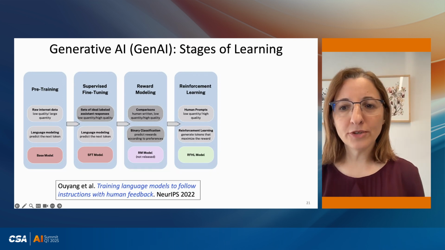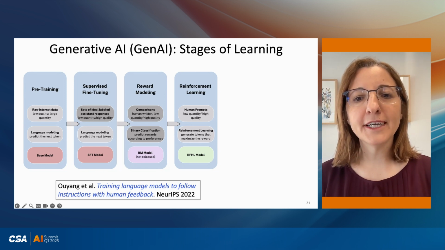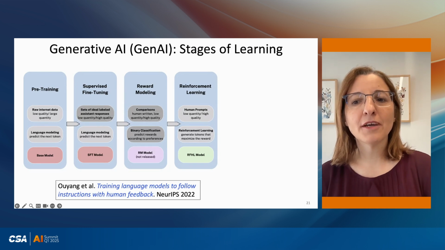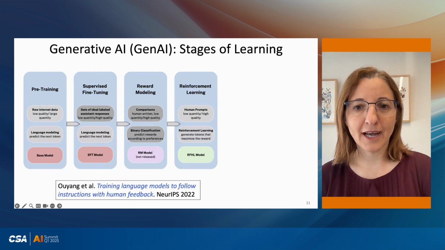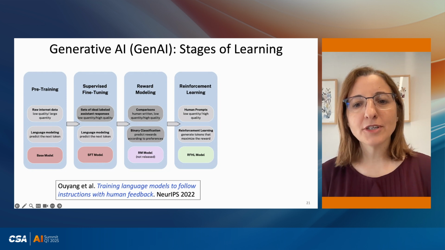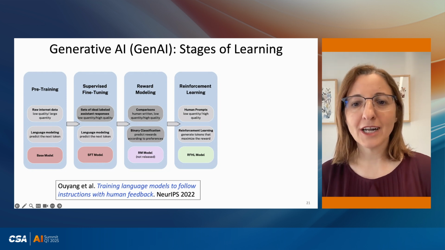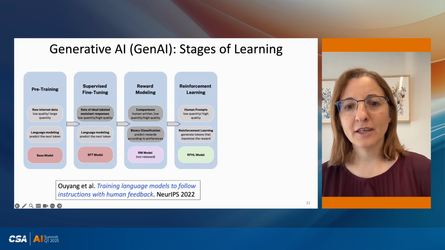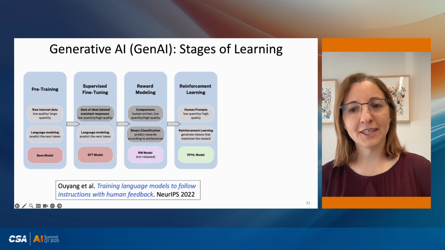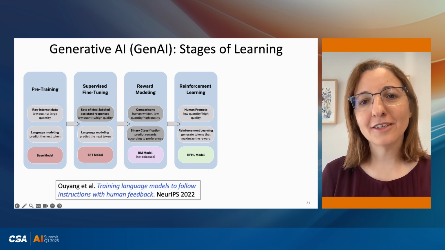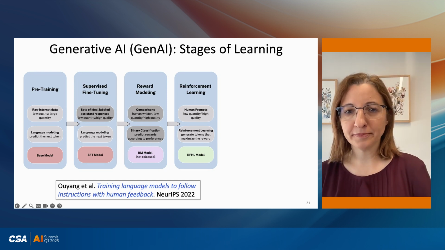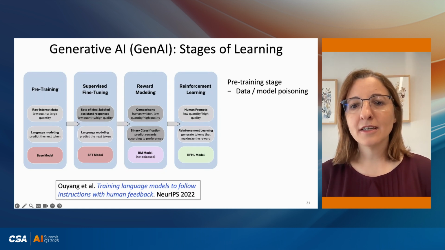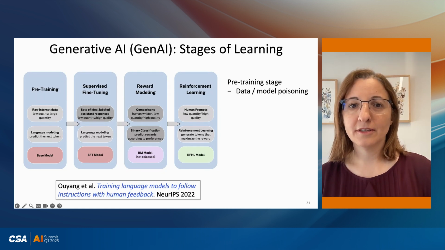Supervised fine-tuning uses human-labeled data to fine-tune the model. Then reward modeling trains a preference model based on human data. And finally, reinforcement learning with human feedback, or RLHF, trains a policy using the reward model. These phases ensure safety alignment, meaning that the model is aligned with human preferences. And if we think about attacks in generative AI, attacks could happen in all these stages.